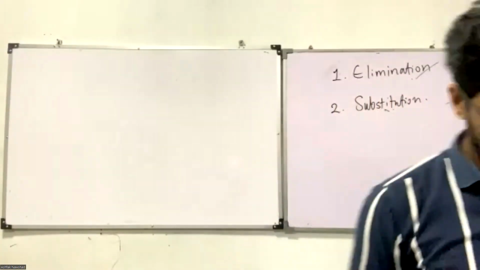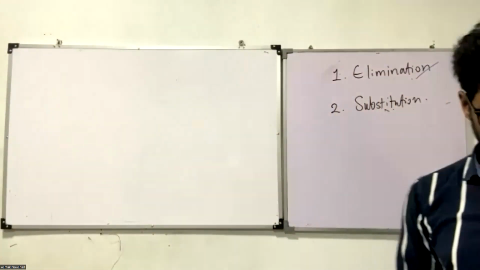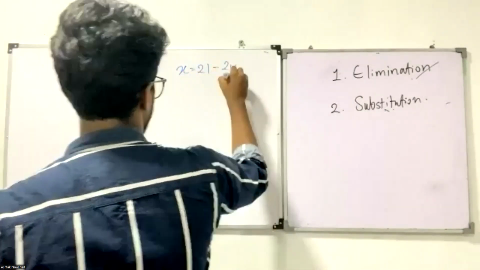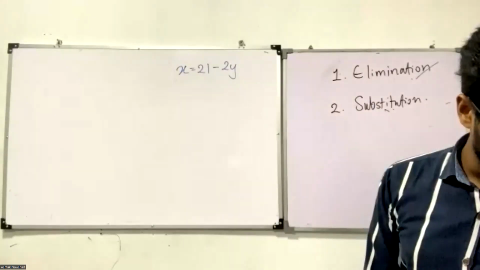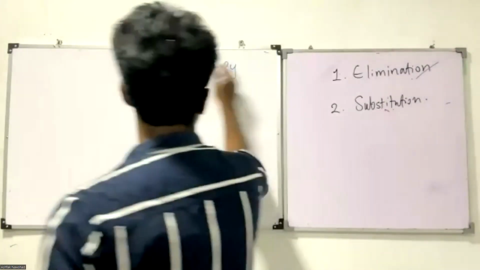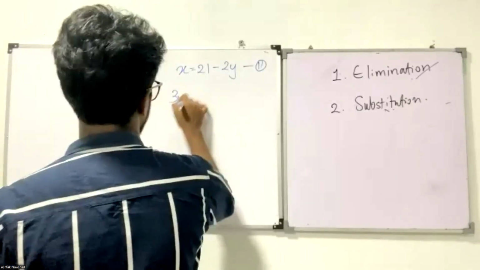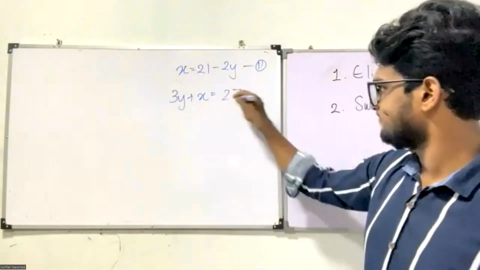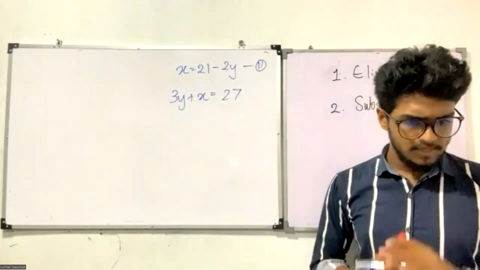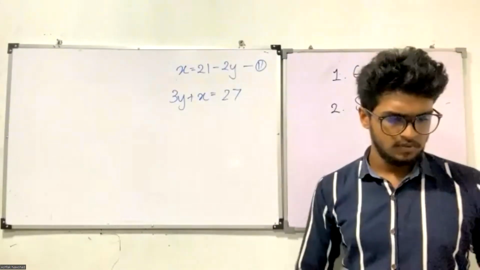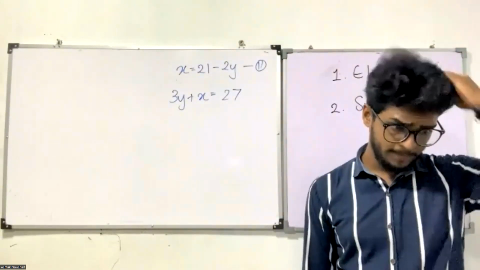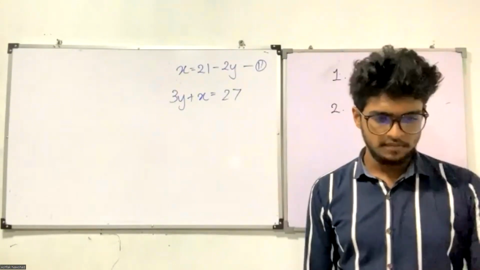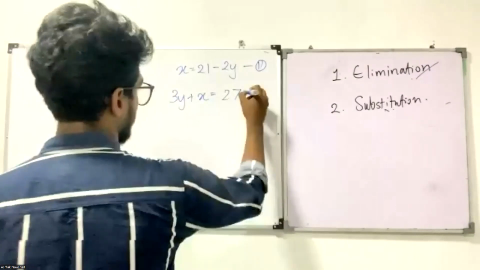In that case, the example is, see, x equals 21 minus 2y, right? And the second equation is 3y plus x is 27. Okay, let me know what are the unknowns here. What are the unknowns? X and y. The unknowns are x and y.